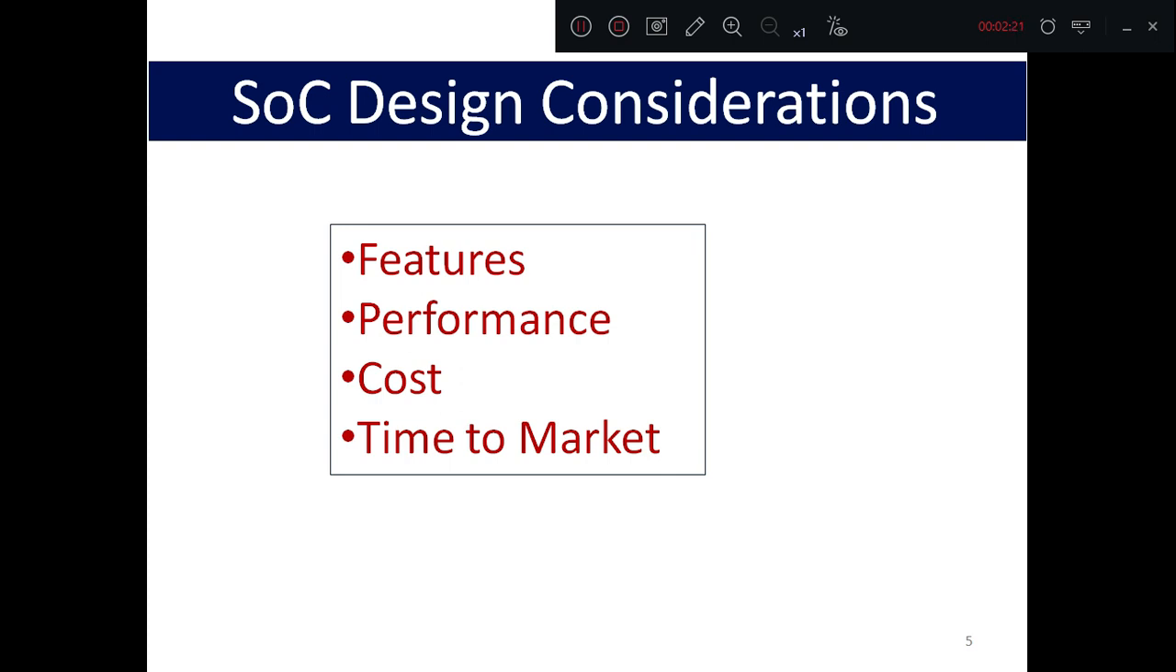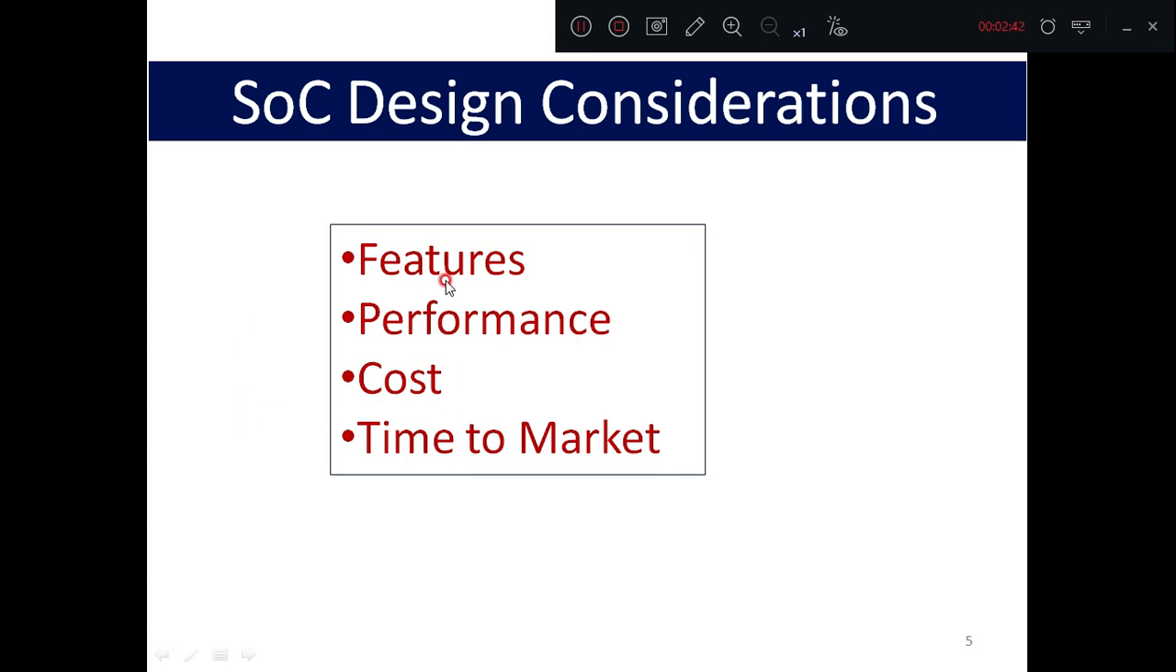And when you see from the design point of view, the addition of each feature to the system adds a new block and hence in turn increases the complexity of the chip. Therefore, a designer should add a feature only if it is necessary for the design.